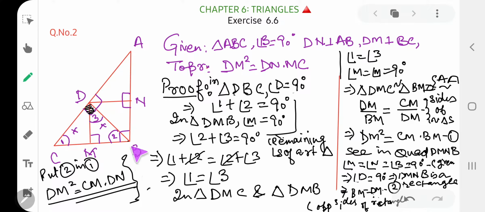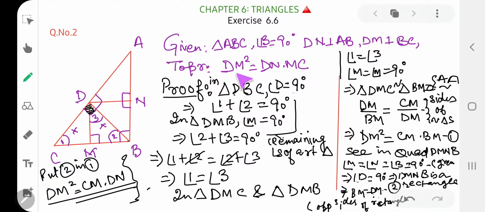And he wants us to prove that DM square is equal to DN into MC. Now children, as I guided you in my previous video also and during my class, if you see square only on one side, the left hand side only is carrying square, that means in this question you need to prove two triangles similar.